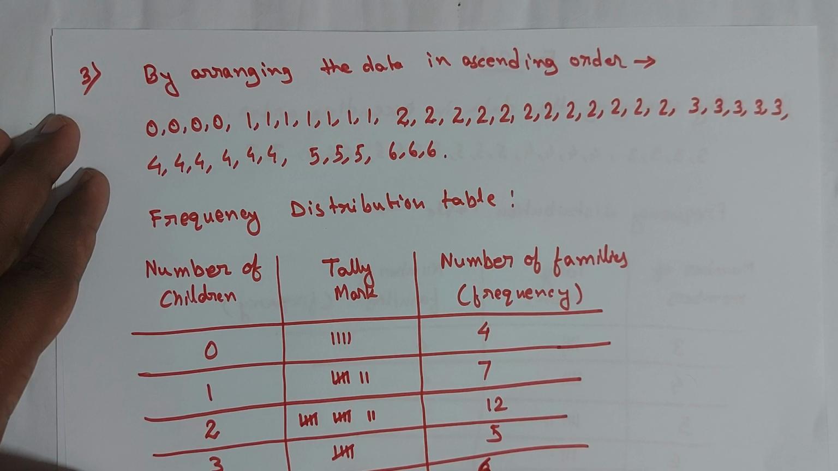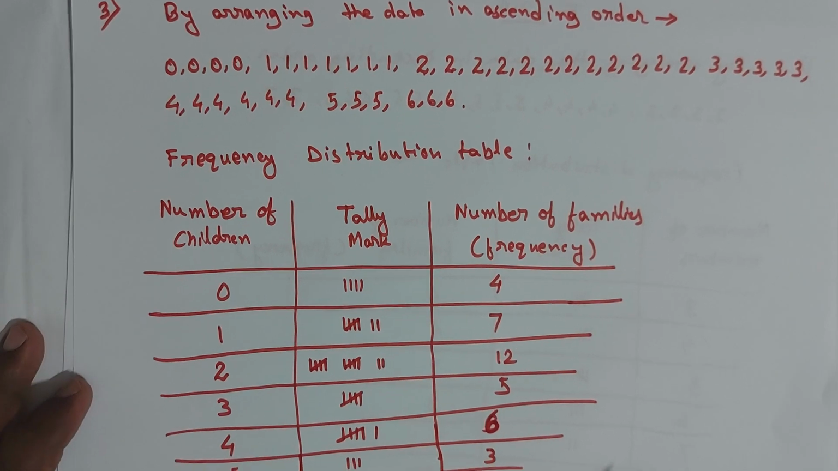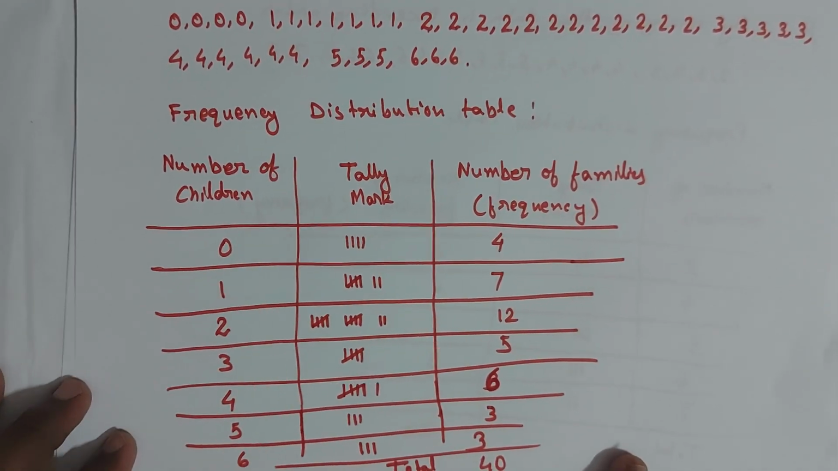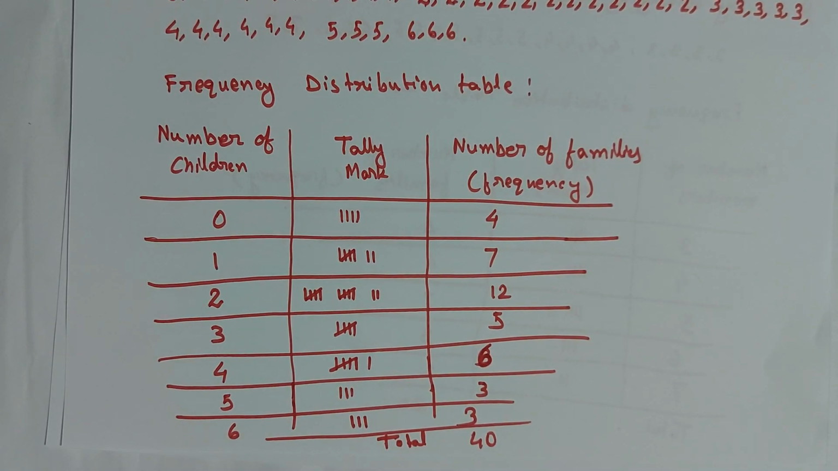Then 6 children. That is 3. So this total will be, how many total families are there? 40 families. 3 plus 3, 6, 6, 12, 12, 12, 24, 24 and 5, 29, and this 11, it is 40. Okay. So this is our frequency distribution table. Understood?